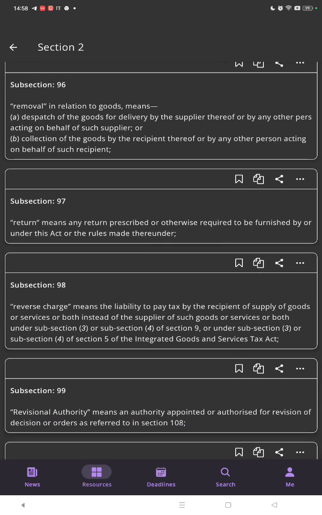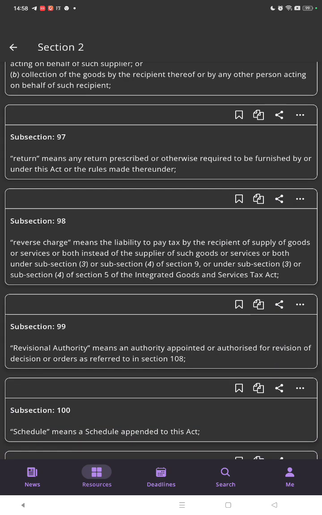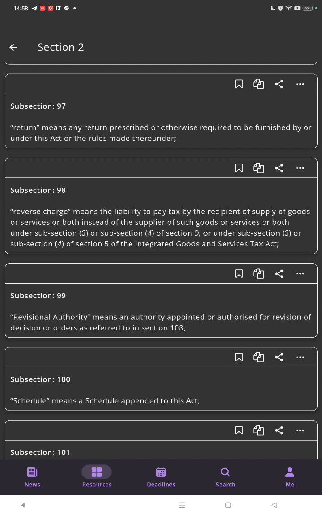Subsection 97: returns means the returns prescribed or otherwise required to be furnished by or under this Act or the rules made thereunder. Subsection 98: reverse charge means the liability to pay tax by the recipient of the supply of goods or services or both instead of the supplier of such goods or services or both under subsection 3 or subsection 4 of section 9, or under subsection 3 or subsection 4 of section 5 of the Integrated Goods and Services Tax Act.